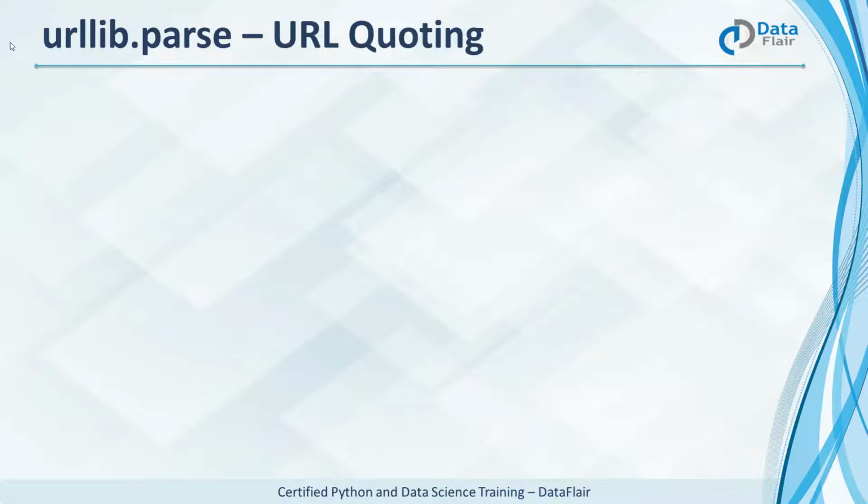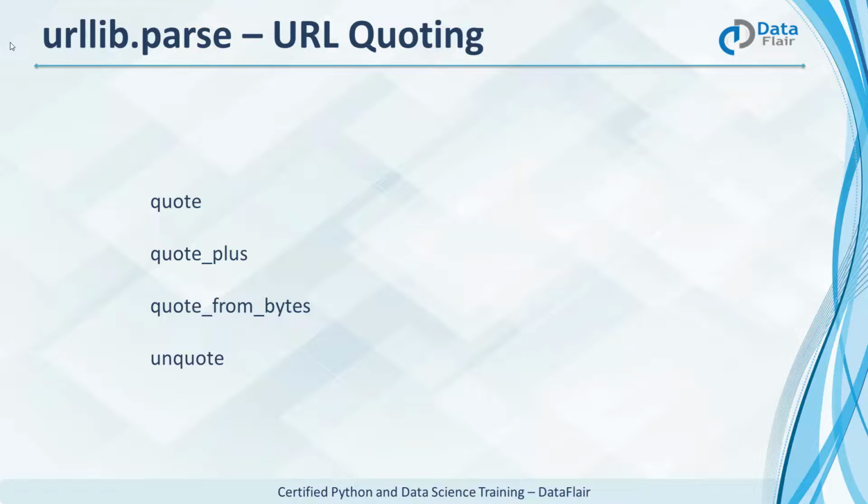URL quoting means taking program data and quoting special characters while properly encoding the non-ASCII text. This is to make the data safe for use as components of a URL. Quote replaces special characters in a string. Quote plus also replaces spaces by plus signs. Quote from bytes works on a bytes object, not a string.